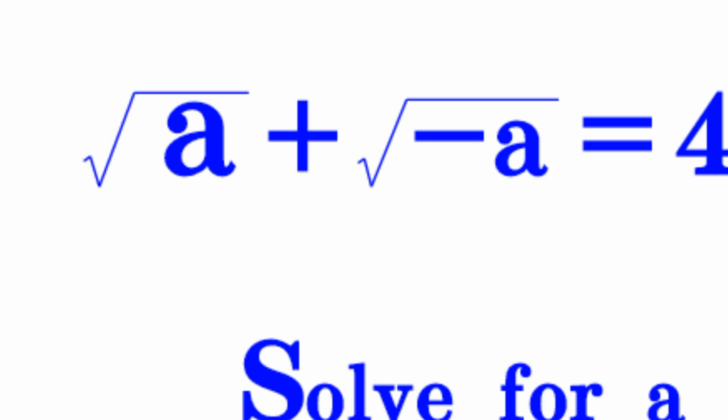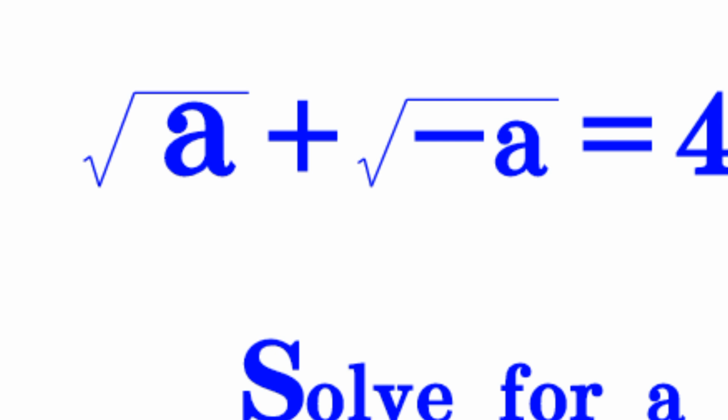Hi, in today's tutorial we have this equation: root of a plus root of negative a is equal to 4, to solve for the value of a. Now root of a and root of negative a imply that one of these will be complex, because the square root of negative numbers does not exist in the field of real numbers. So this equation cannot be solved in the field of real numbers. Our set of solutions will be the set of complex numbers C.